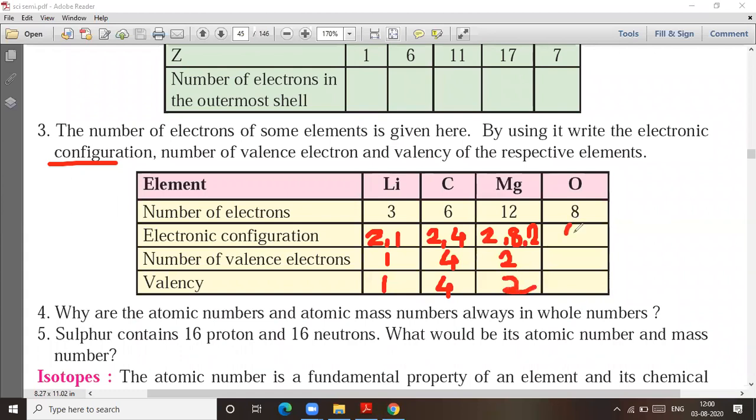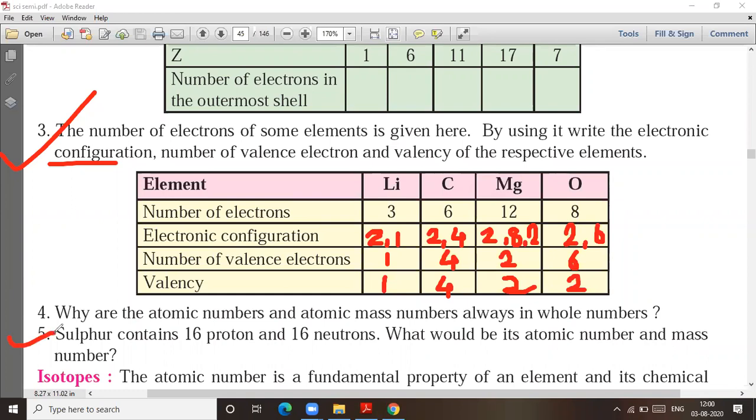Here 2, 6. Number of valence electrons is 6, but the valency is not 6, the valency is 2. Okay, the valency is 2. Then, why are the atomic numbers and atomic mass numbers always in whole number? Why are the atomic numbers and atomic mass numbers always whole numbers?